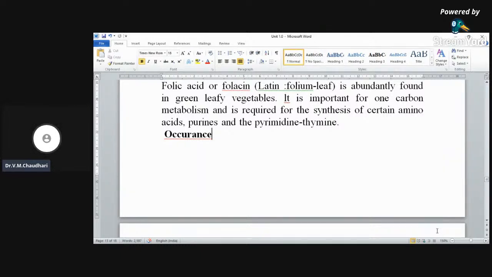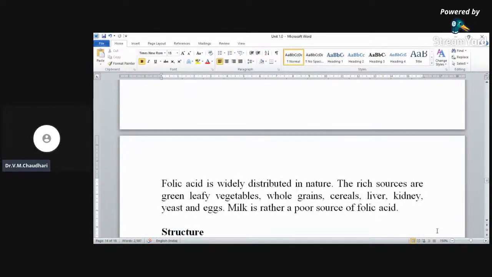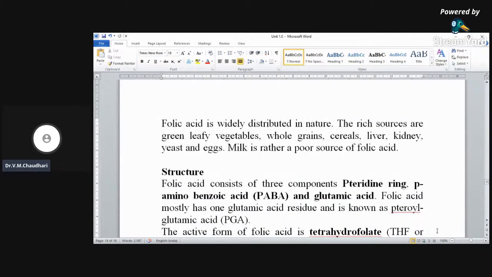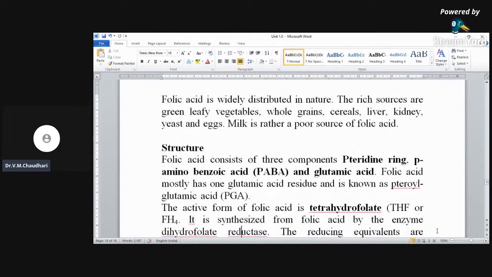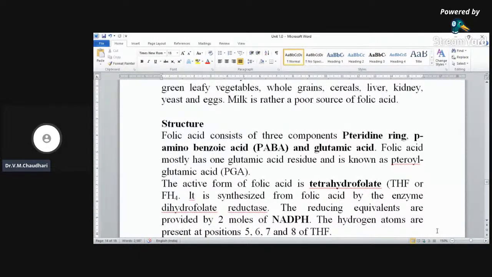Folic acid is rich in green leafy vegetables, whole grain cereals, liver, kidney, yeast, and eggs. Milk is the poorest source of folic acid. Folic acid consists of three components: pteridine ring, para-aminobenzoic acid, and glutamic acid. Its most important active form is tetrahydrofolate.